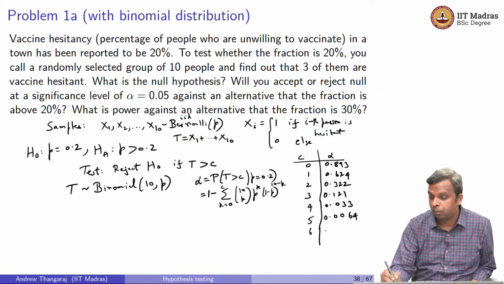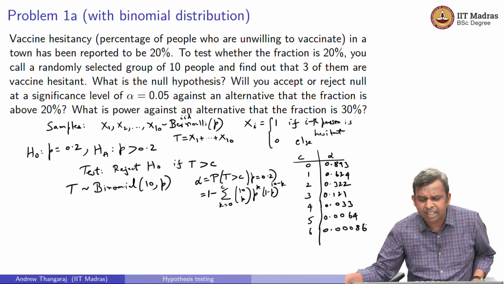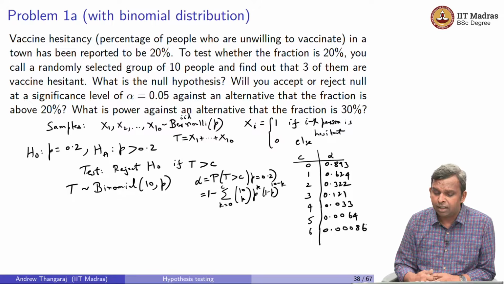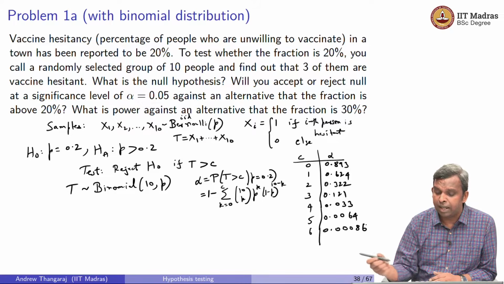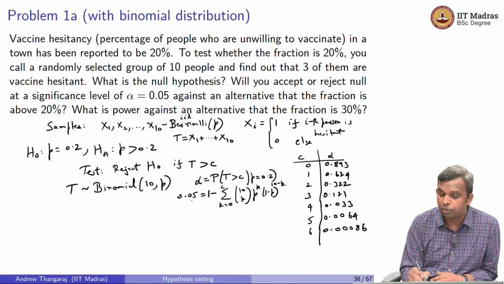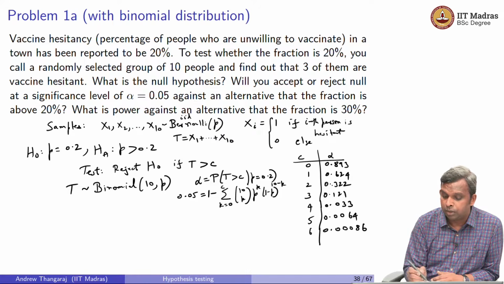0.00086. Okay, so it's all very discrete. It's not like you have a continuous choice to make. And if alpha has to be 0.05, right? So here, if you fix alpha to be 0.05, you have to pick your C to be 4. Okay, so it implies C equals 4.